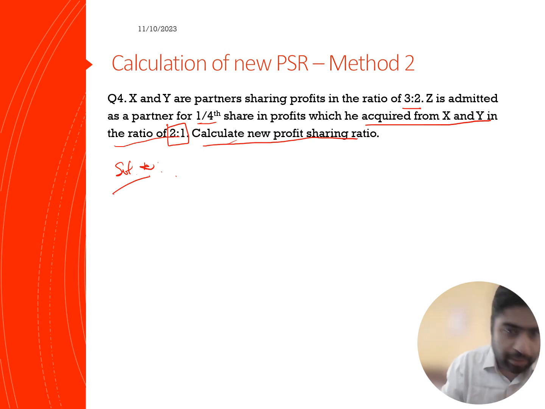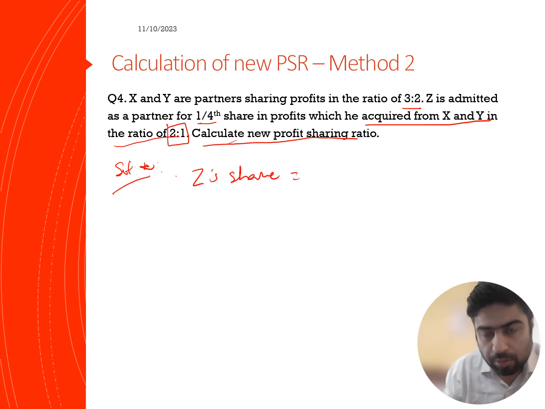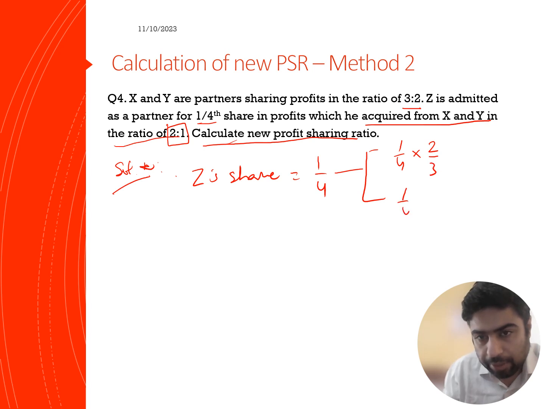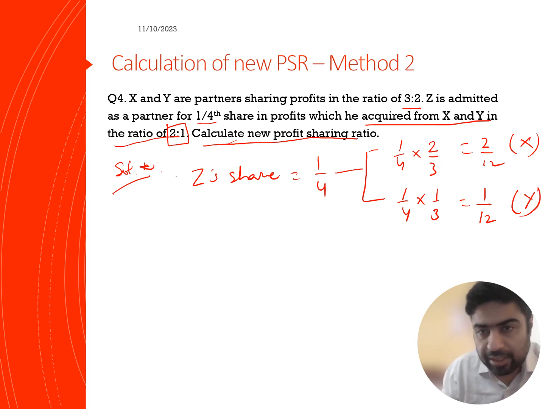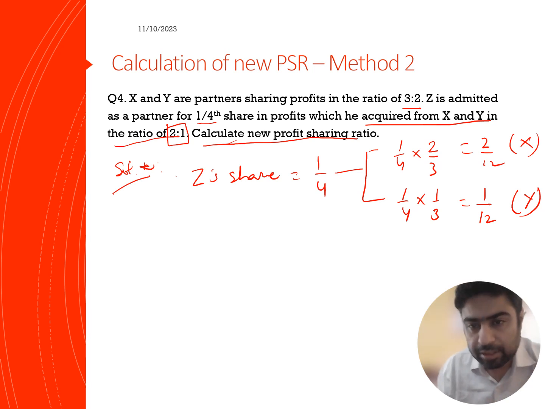Let us understand. Z's share is 1/4 and he has acquired this 1/4 share from X and Y in the ratio of 2 is to 1. So 1/4 multiplied by 2 upon 3 and 1/4 multiplied by 1 upon 3. This will give us a value of 2 upon 12 and 1 upon 12. Now this 2 upon 12 Z has taken from X and 1 upon 12 Z has taken from Y. So practically this 2 upon 12 is the sacrifice done by X and 1 upon 12 is the sacrifice done by Y.